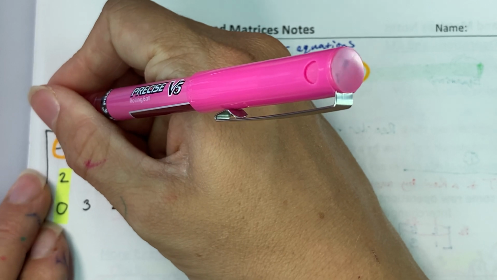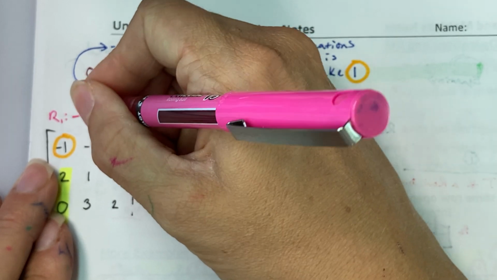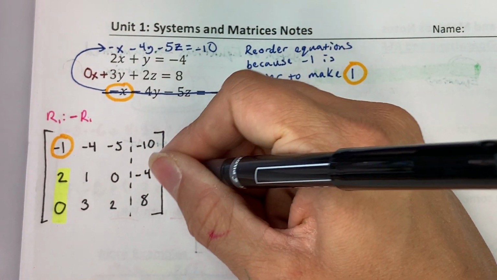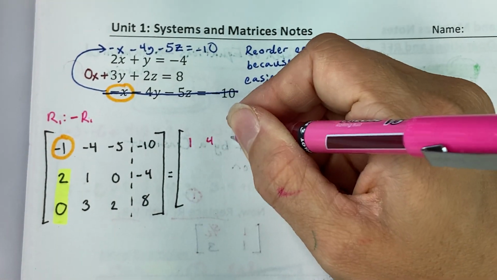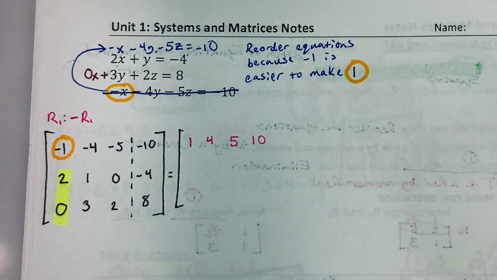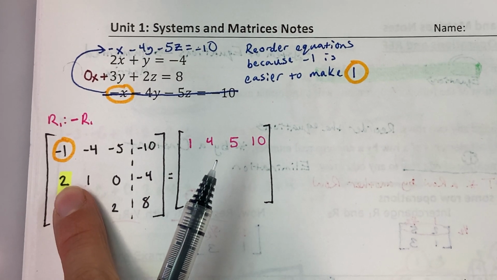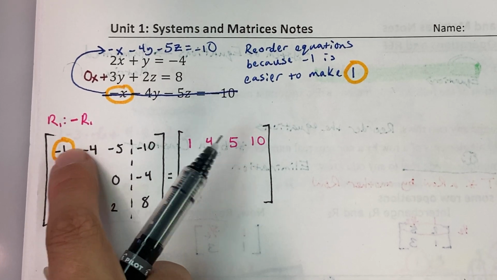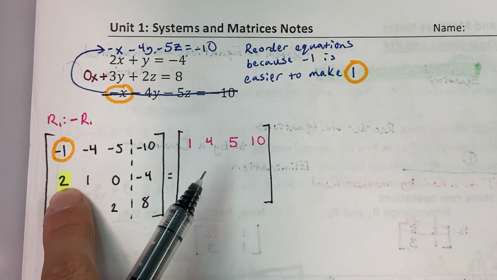So which row am I replacing? Row 1. What am I replacing it with? Either negative 1 times row 1 or row 1 divided by negative 1. So a couple different ways you can write the work for that. So my new row 1 will be positive 1, positive 4, positive 5, and positive 10. All right, now I need to make that 2 look like a 0. So the easiest way for me to do that would be to multiply row 1 by 2, which would give me negative 2, and then add it to row 2.